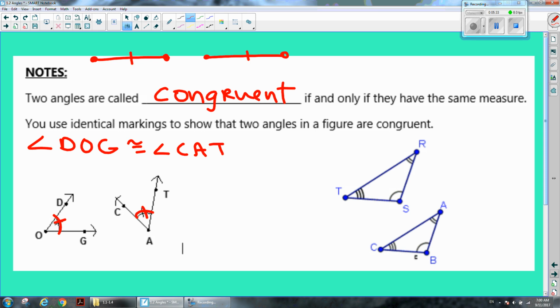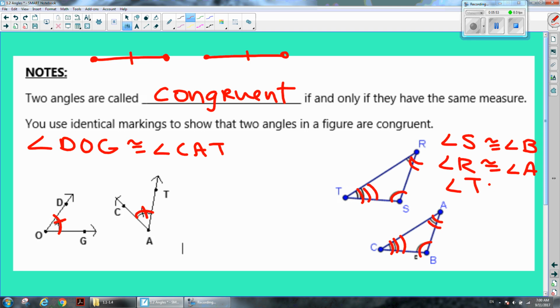If we took the protractor and measured them, they'd have the same measurement. Instead of using tick marks, sometimes they use the same number of arcs. So here we could say angle S with one arc is congruent to angle B. Angle R has two arcs, so does angle A. Those two angles are congruent. Angle T has three arcs, so does angle C.